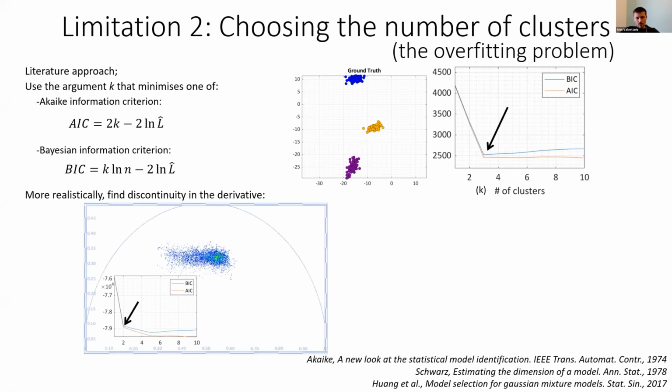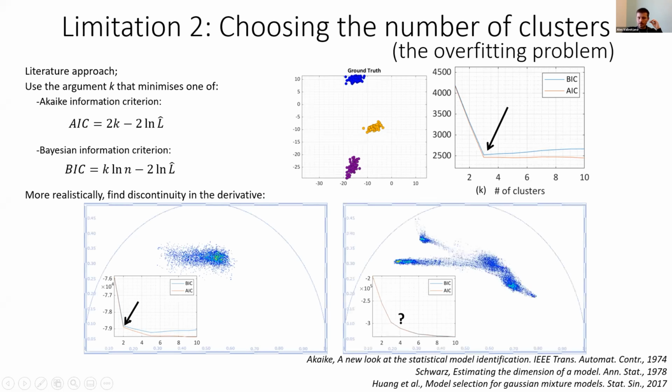But in reality, you don't get these minimums here. What you get is an angle. That is what people usually do: find a discontinuity in the derivative and say, okay, we choose this number of clusters. For example, here, what's the best solution? 3, maybe 6. Hard to tell.